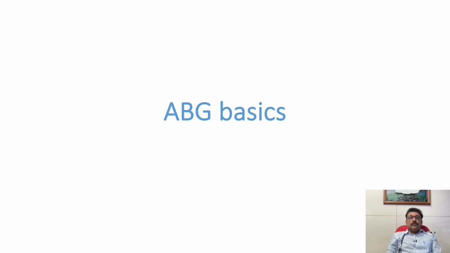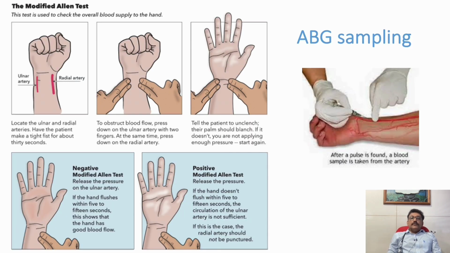Today let us discuss the basics of arterial blood gas analysis. We take ABG for various conditions, like when a patient has breathlessness due to cardiac disease, lung disease, or acidosis. We also take ABG for getting electrolyte values, because most of these newer ABG machines have electrolyte values. They have creatinine, they have lactate, all these things. For that also we take ABG.